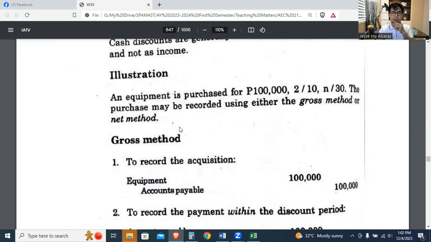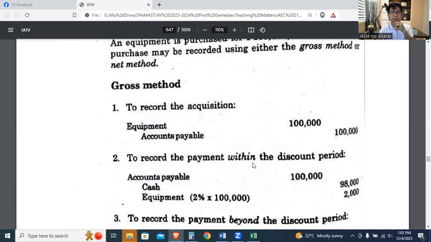So, for example, an equipment is purchased for 100,000. Okay, with a discount of 2/10, N/30. The purchase may be recorded as either gross method or net method. The same with our receivables and inventories. So under the gross method, we simply record the equipment at the gross amount, which is 100,000 pesos. So equipment, debit, then credit, accounts payable.